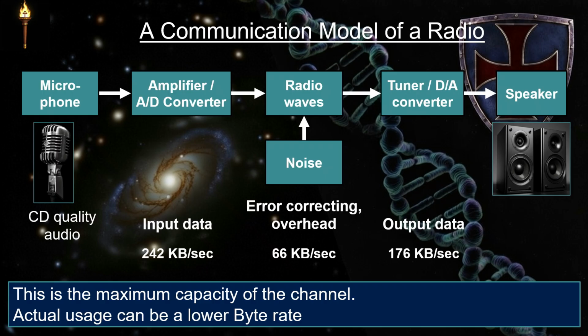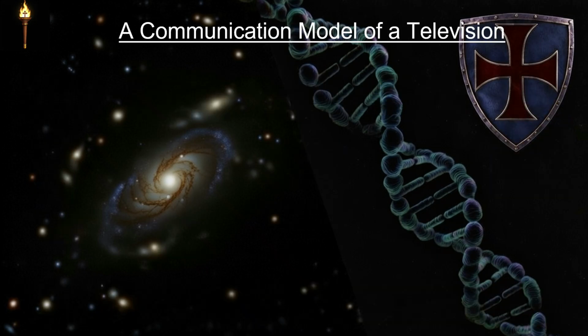Now, I want to point out that these input data, error correcting, and output data rates are the maximum capacity of the channel. If nobody's speaking in the microphone, then the input data will just be 0. It will still send out the error correcting 66 kilobytes per second, but the output data will be 0 again. And so the actual usage can be a lower byte rate.